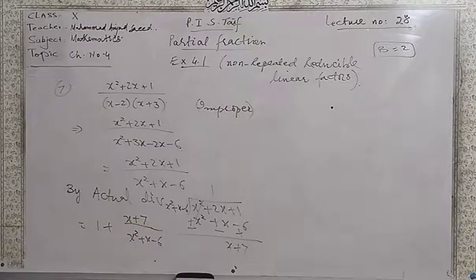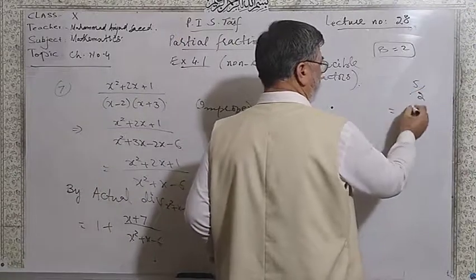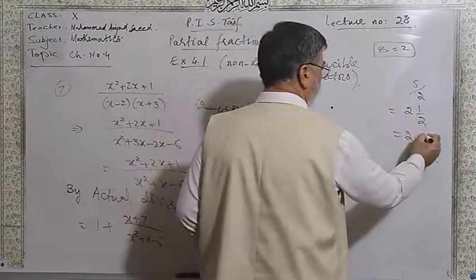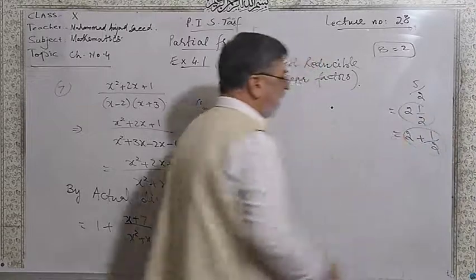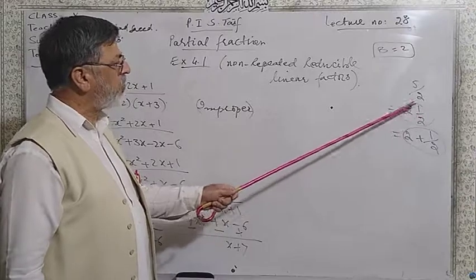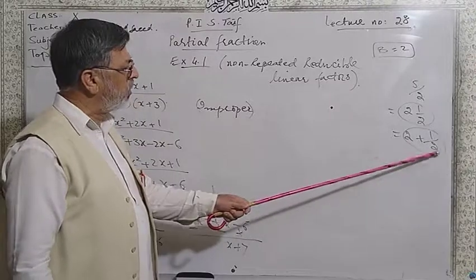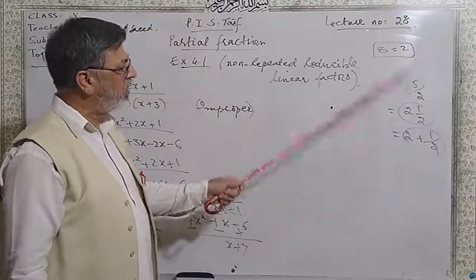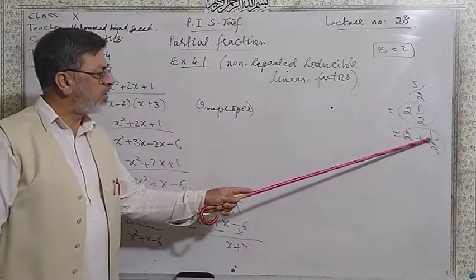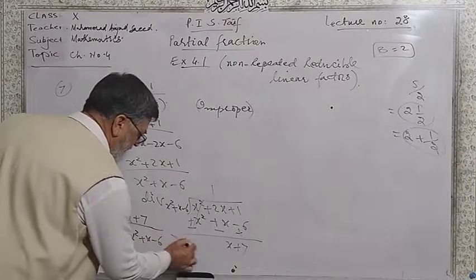Remember that I told you 5 over 2 can be written as 2 whole 1 over 2, and the same can be written as 2 plus 1 over 2. Both will have the same answer, 5 over 2. You can check: 2 whole 1 over 2, 2 times 2 plus 1 is 5 over 2. Similarly, you take LCM as 2, 2 times 2 plus 1, 5 over 2. The same answer. So you can write 2 whole 1 over 2 as 2 plus 1 over 2. That is the rule which I applied here. That is your equation number 1.